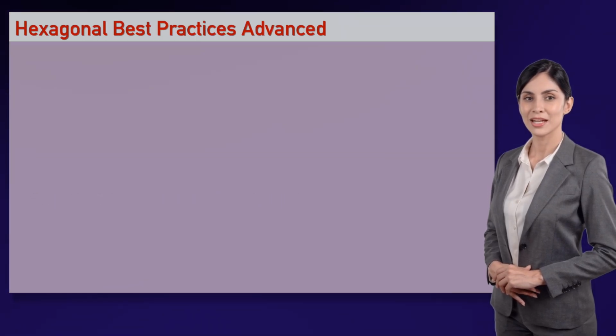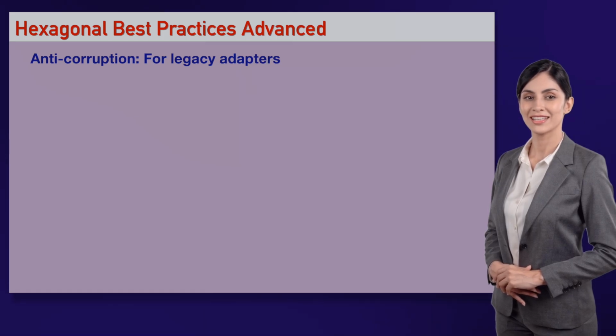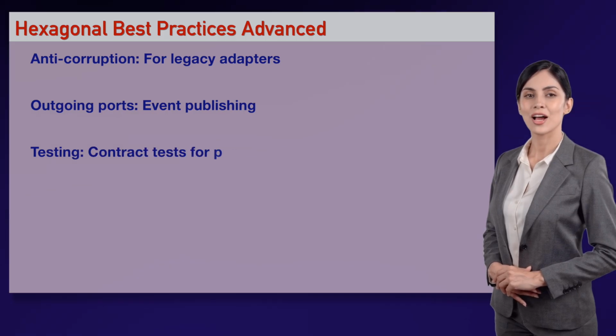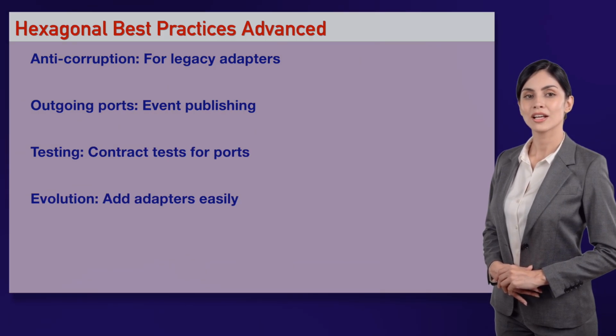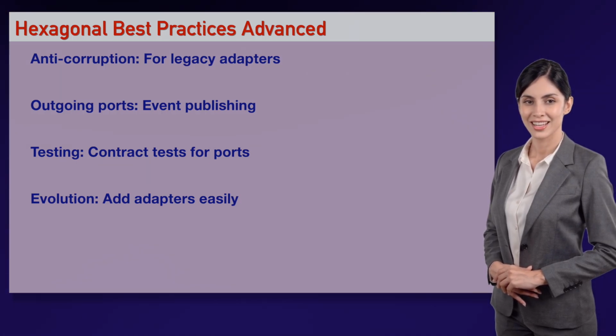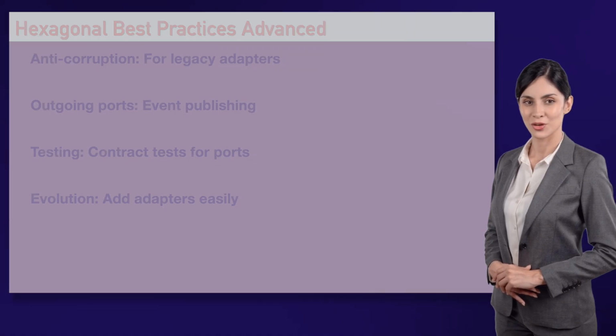Advanced hexagonal best practices. Use anti-corruption adapters for integrating legacy systems without polluting the core. Design outgoing ports to publish domain events for loose coupling. Write contract tests for ports to ensure adapter compliance. The architecture evolves easily by adding new adapters without touching the core.